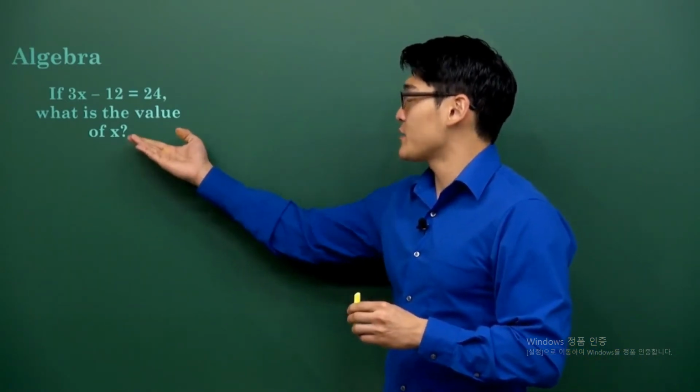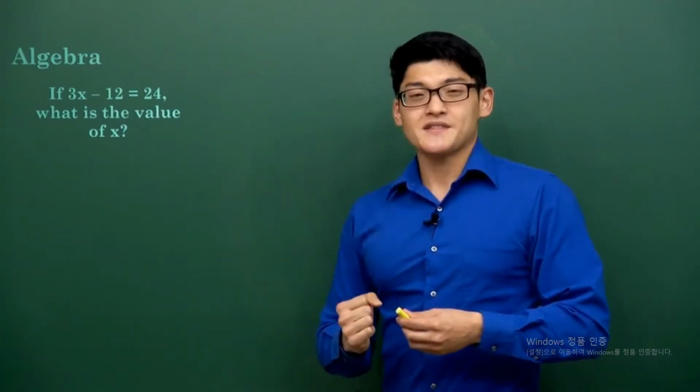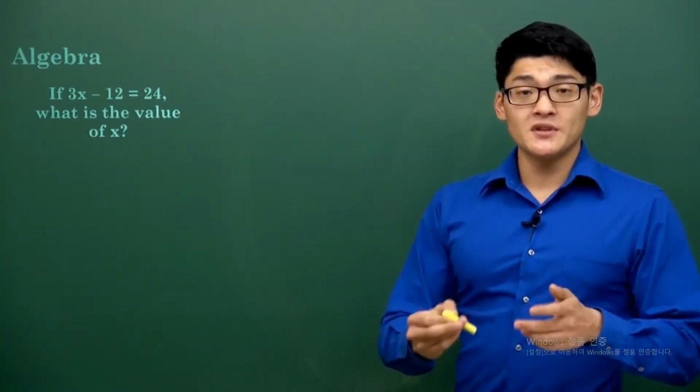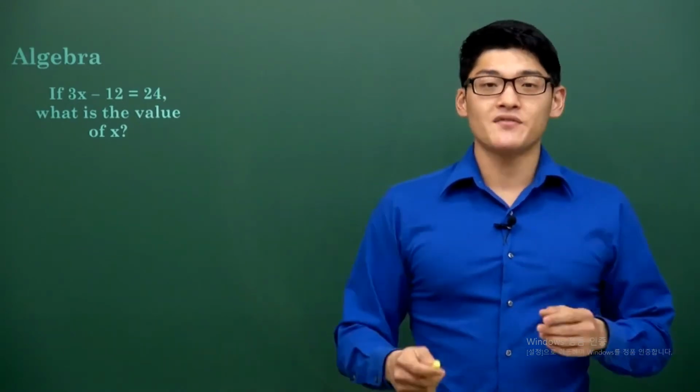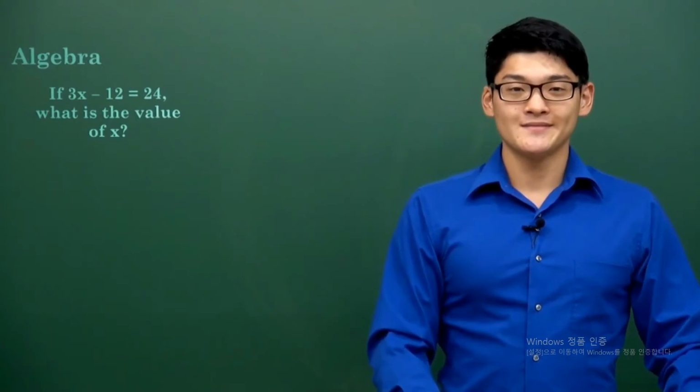What is the value of x? So in this case, we have if 3x minus 12 equals 24, what is the value of x? And I'm going to give you the same opportunity to solve it on your own. So go ahead and pause the video and try and work it out. Go ahead.